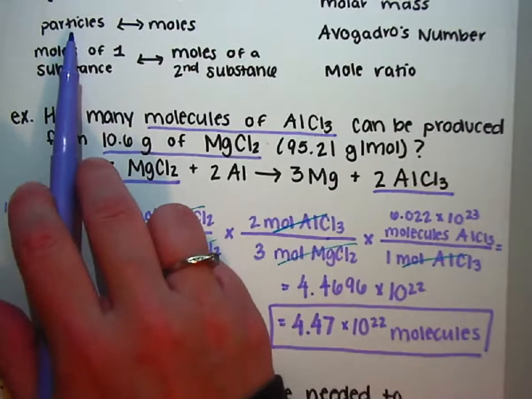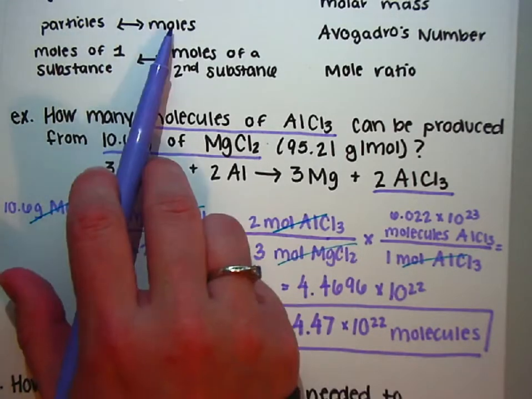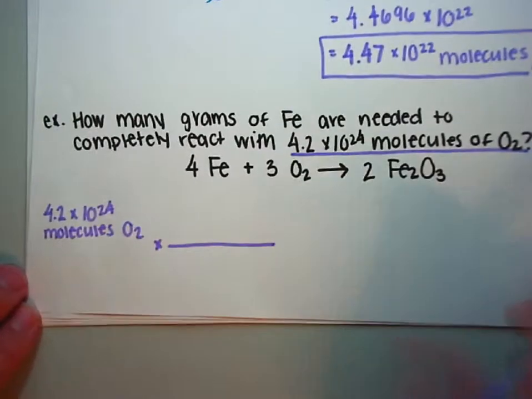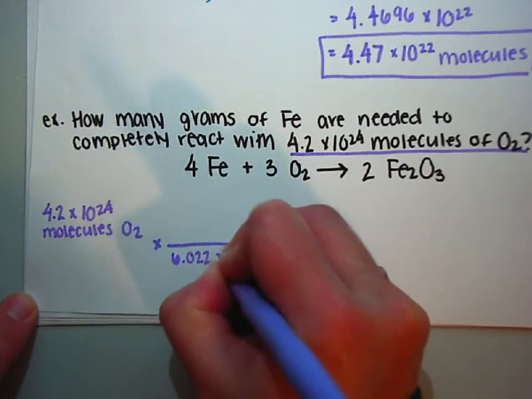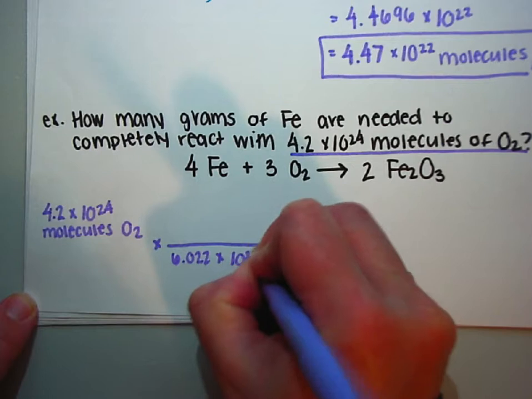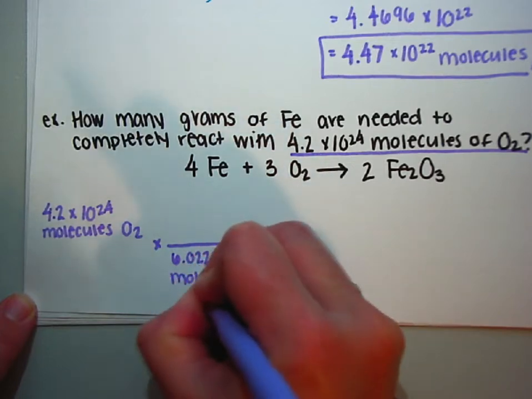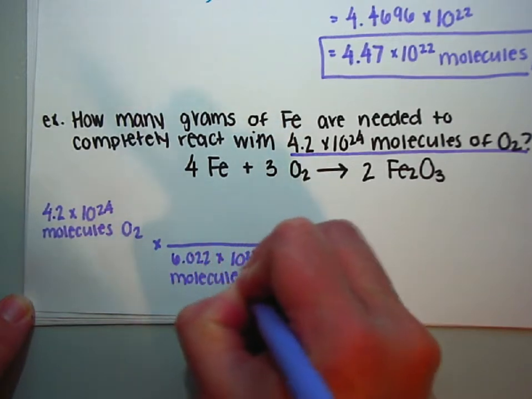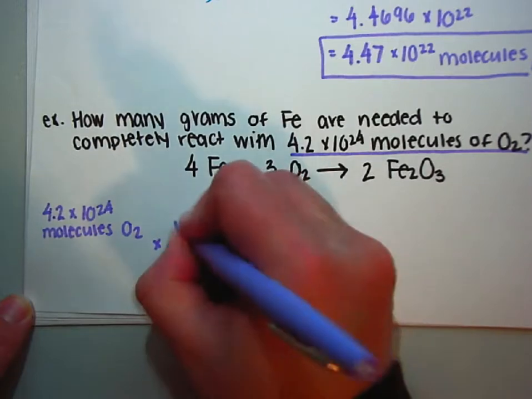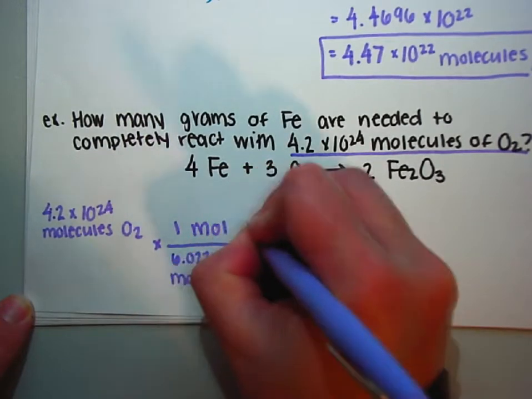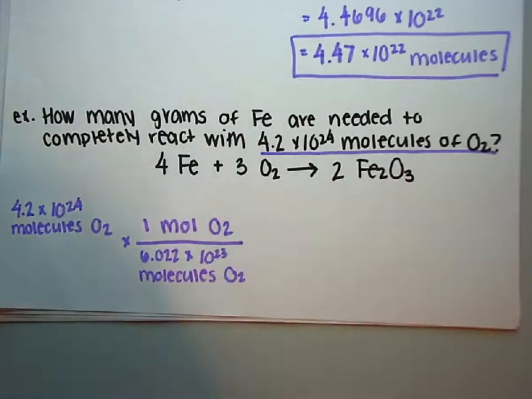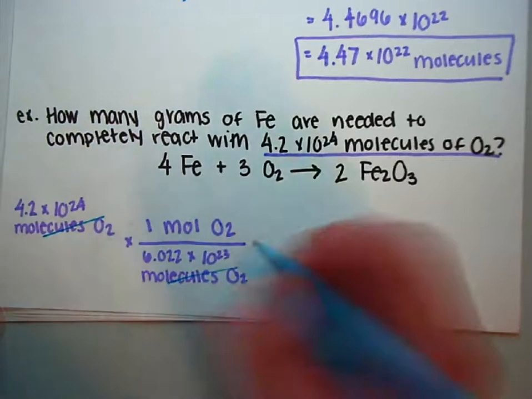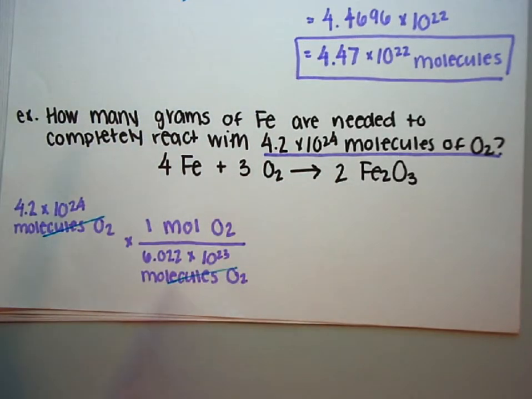If I'm starting with molecules, the only thing I can do is convert to moles by plugging in Avogadro's number. 6.022 times 10 to the 23rd molecules of oxygen in every 1 mole of oxygen. Molecules divided by molecules cancel, and we're left with moles.